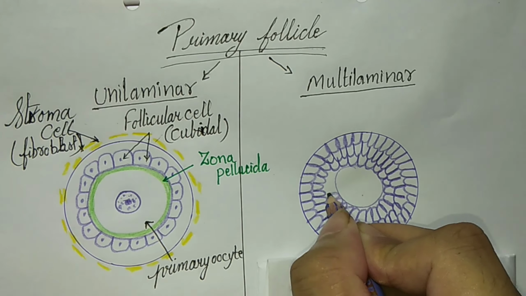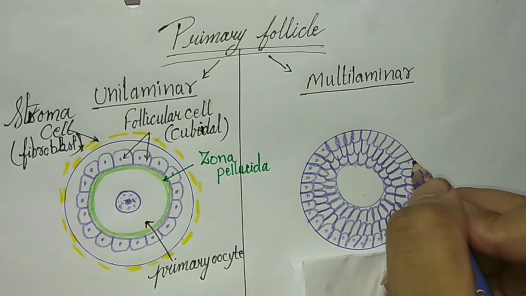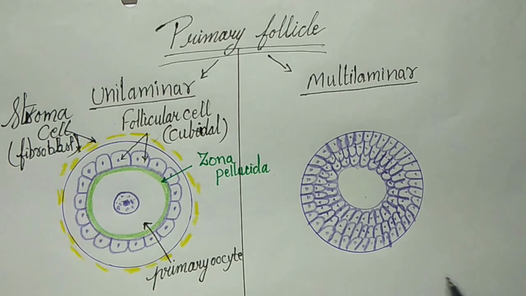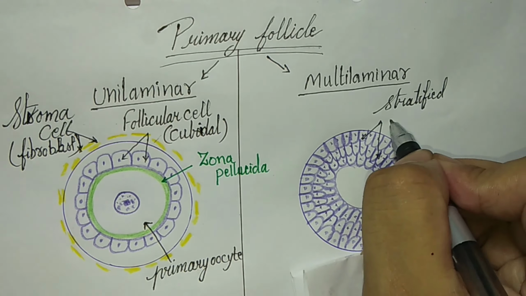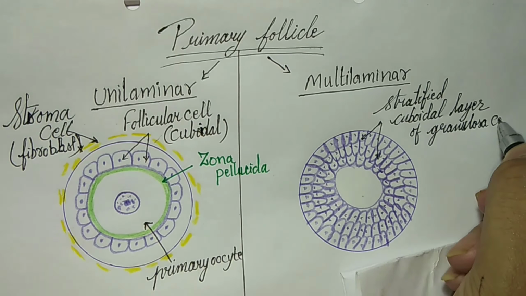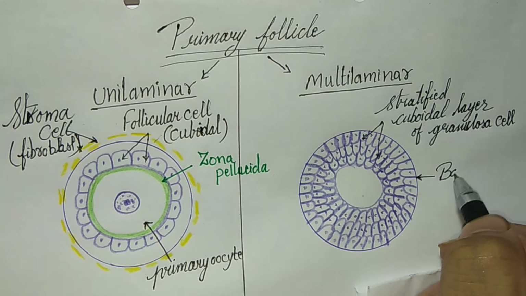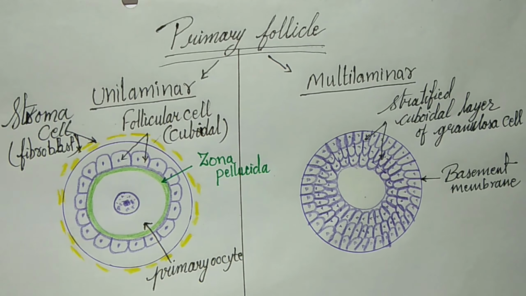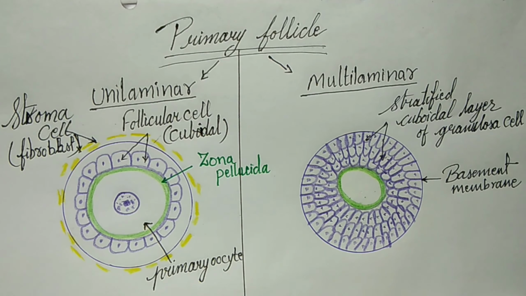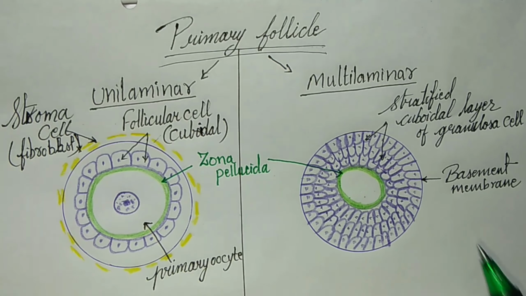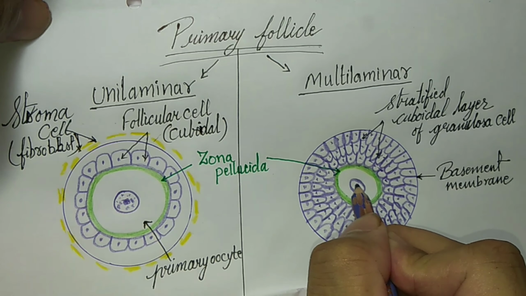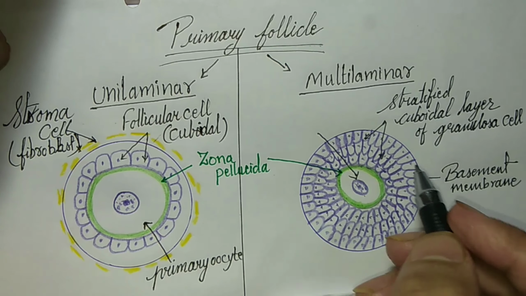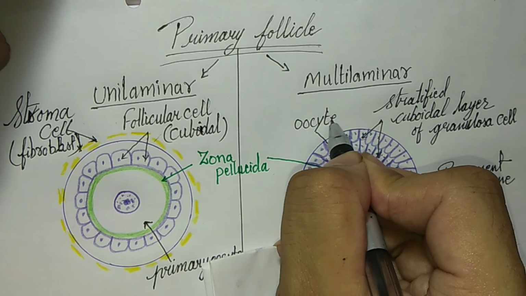Now come to the multilaminar primary follicle. The follicular cells in the unilaminar, which are cuboidal in shape, then divide to form a stratified cuboidal layer of granulosa cells. The outermost layer of follicular cells rests on the well-defined basement membrane that separates it from the ovarian stroma. This one in green color, zona pellucida. Here is oocyte.